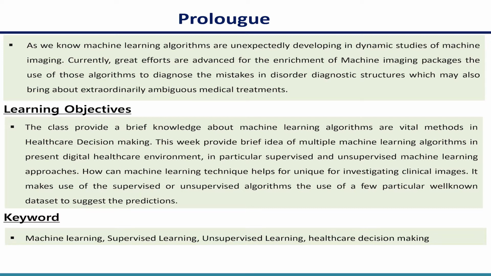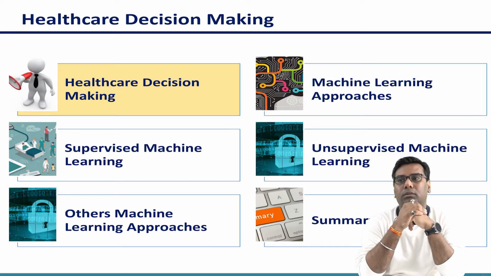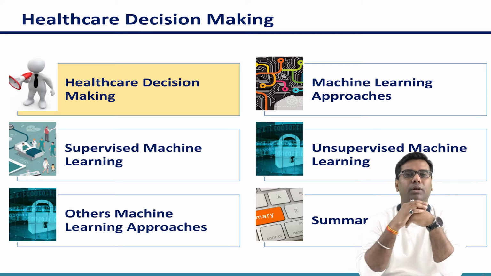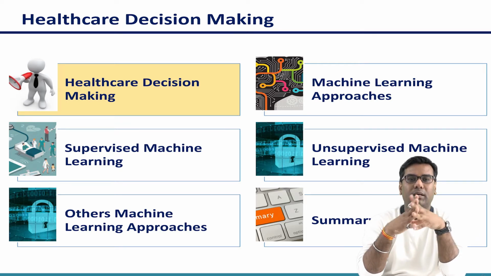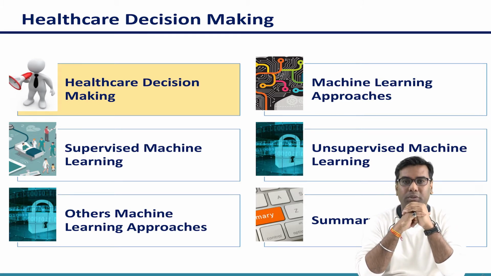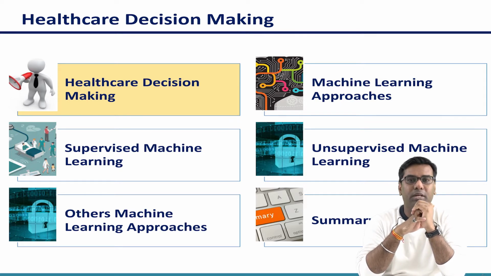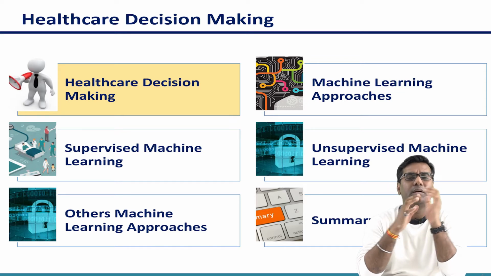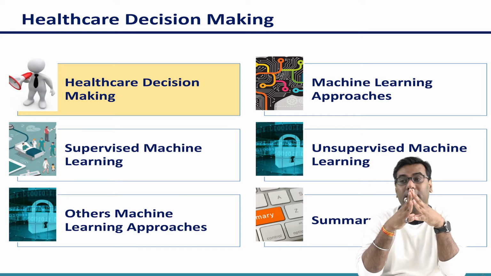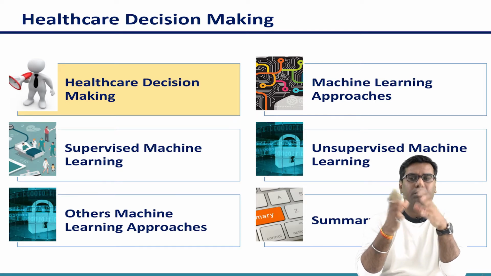Let's see our contents. We're going to talk about healthcare decision making. We'll just give a brief idea, because last class we already talked in depth about this, so we just review the meaning of healthcare decision making. Then we talk about machine learning approaches, what kinds of approaches there are: supervised machine learning, unsupervised machine learning, and some other approaches that can help our healthcare decision making. And at last we're going to summarize our class.